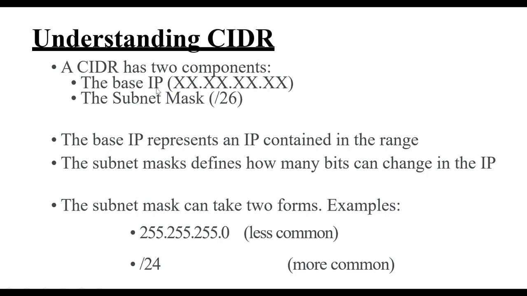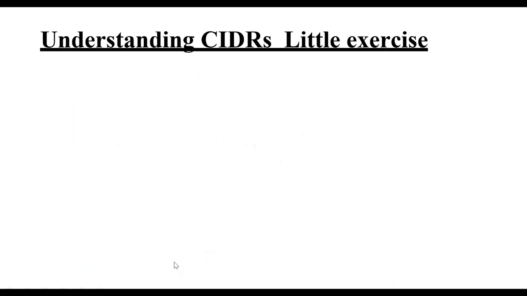So if you have the classes of these IP addresses, how do you identify the subnet mask, either with the older approaches or CIDR notations? Yeah, so here is a little exercise you can do. What is the meaning of the /24?